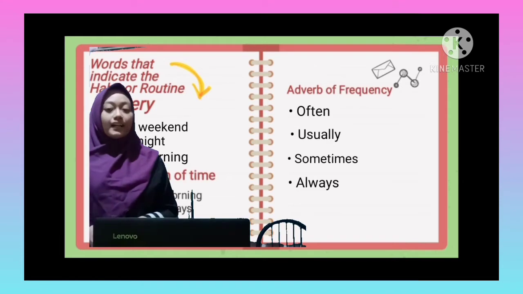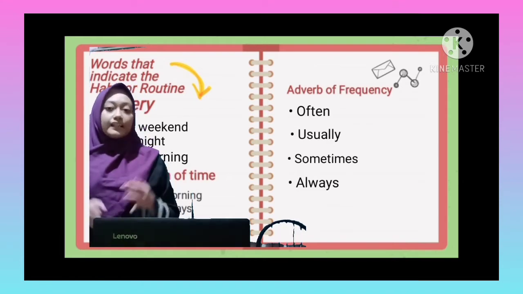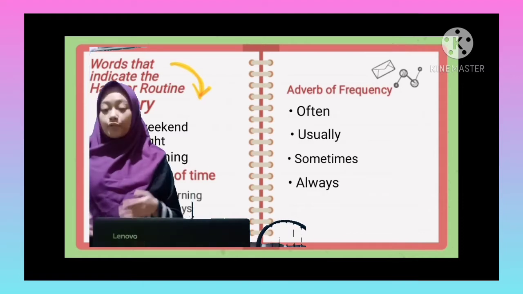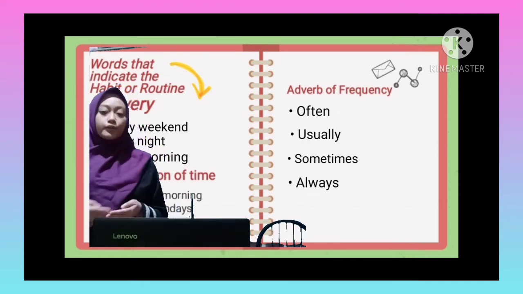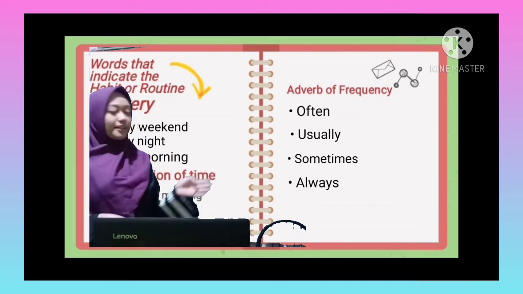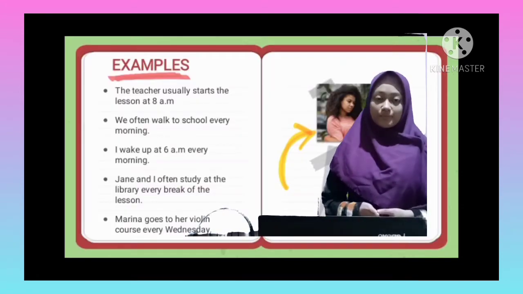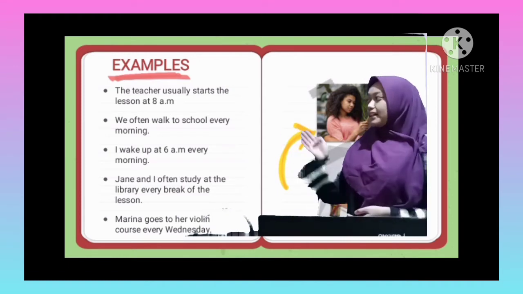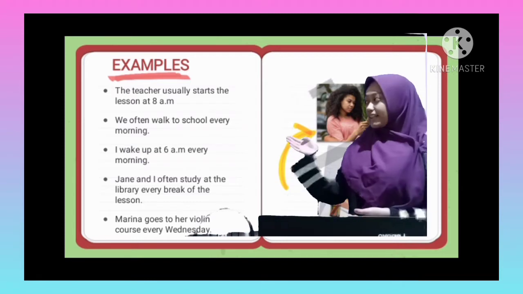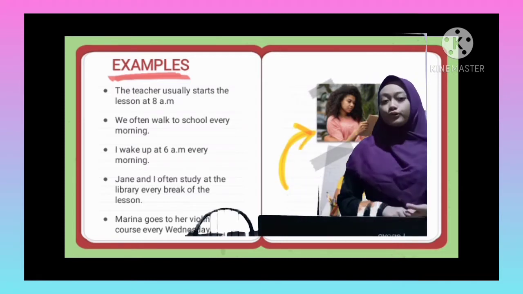So students, words like usually, always, sometimes are adverbs of frequency that we use to indicate how regular the activity that we do is. Now, let's take a look at some examples. So here are some of the examples. First, the teacher usually starts the lesson at 8 a.m. Second, we often walk to school every morning.